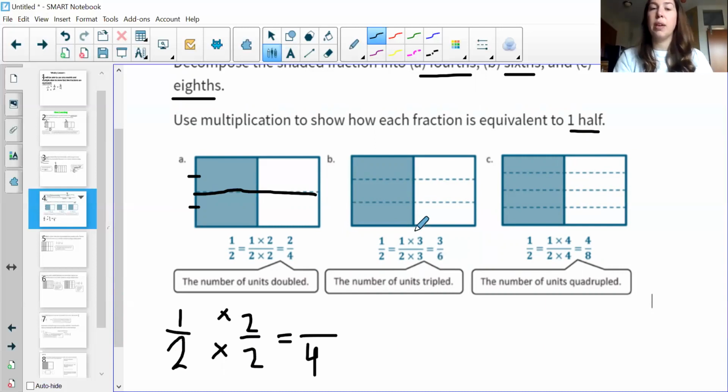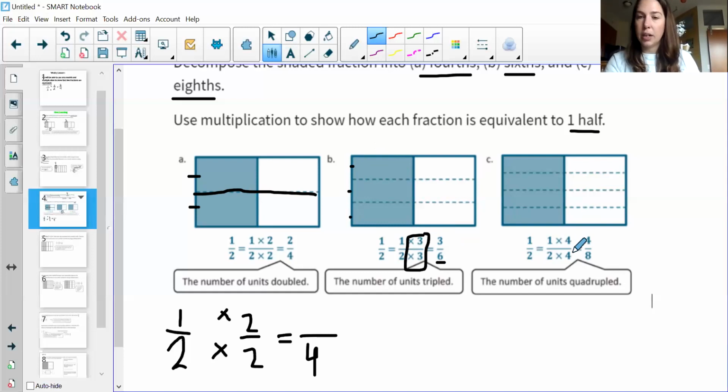Okay, so the same thing with 1/2. We want to make it into sixths. So you ask yourself, what do you multiply times 2 to get to 6? And that's 3. So you decompose it into 3 rows. That's drawing 2 horizontal lines for 3 rows. So count the rows. 1, 2, 3 rows, and that will give you sixths.